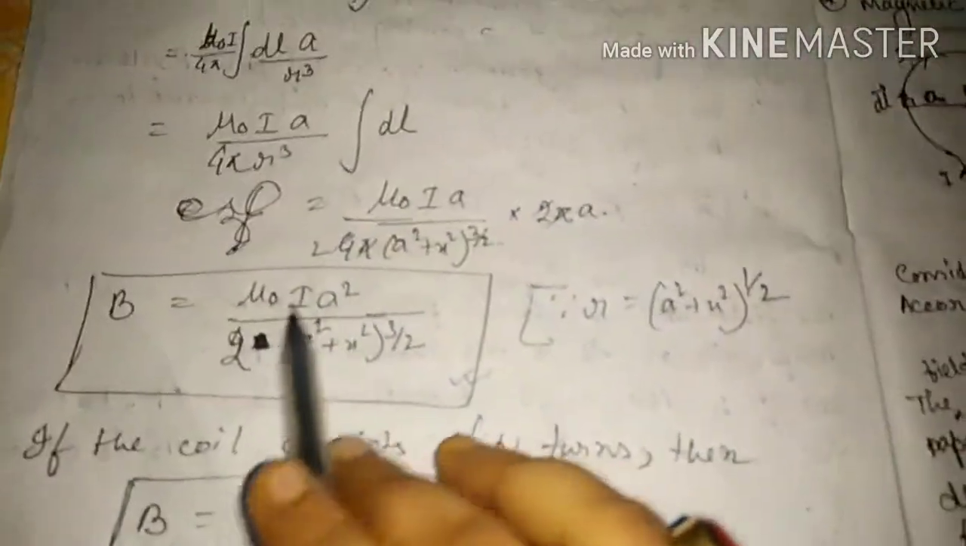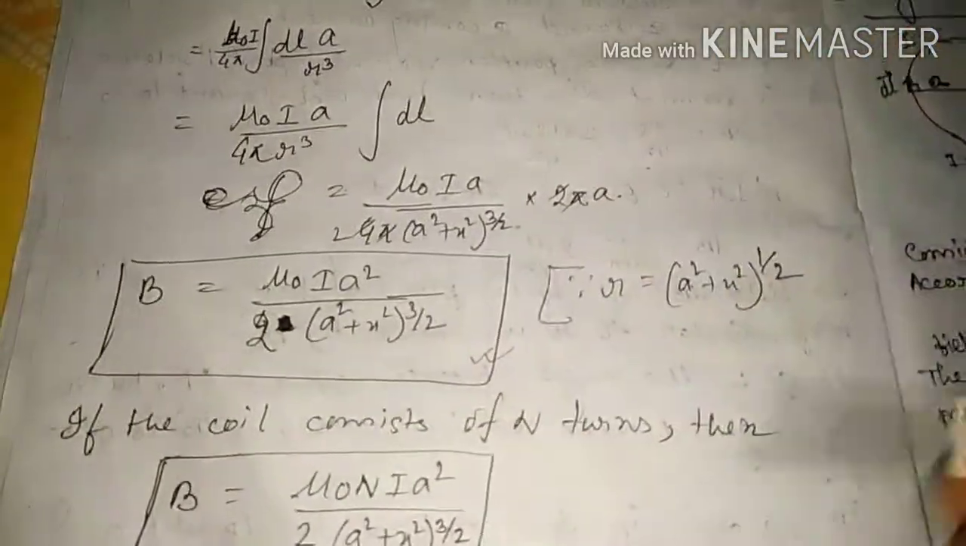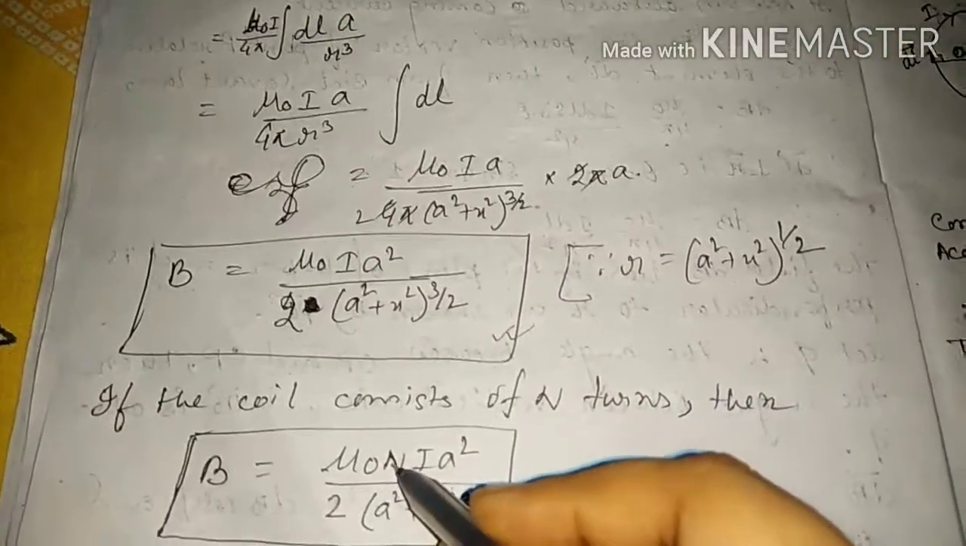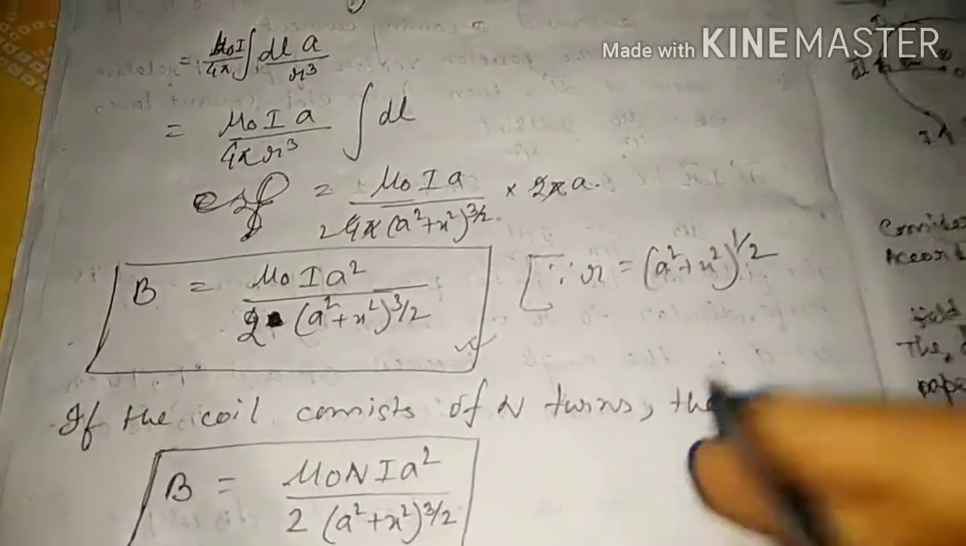Now here we consider one turn. If n turns are there, n number of turns in the coil, just multiply with n. B equals mu 0 n I A square by 2 into (A square plus X square) to the power 3 by 2.